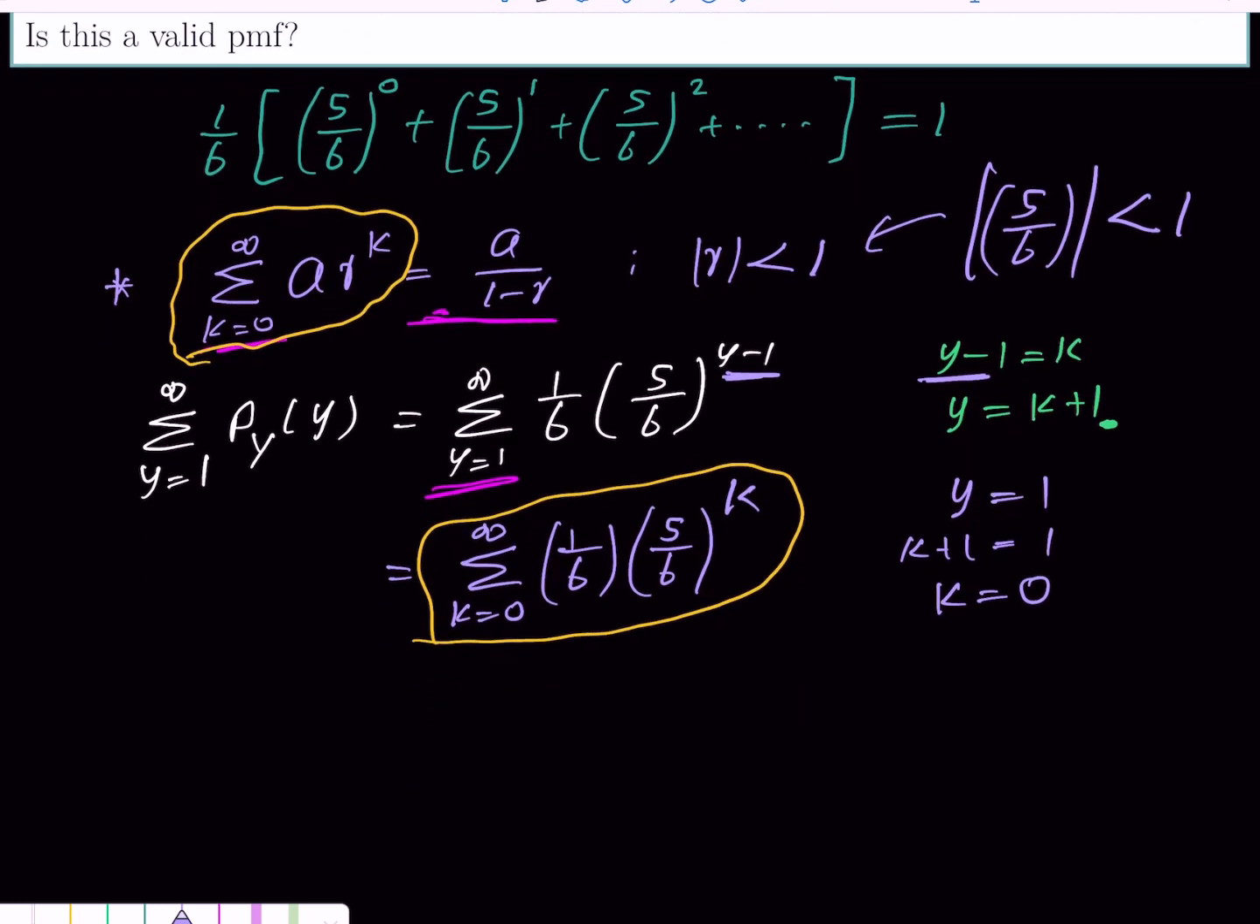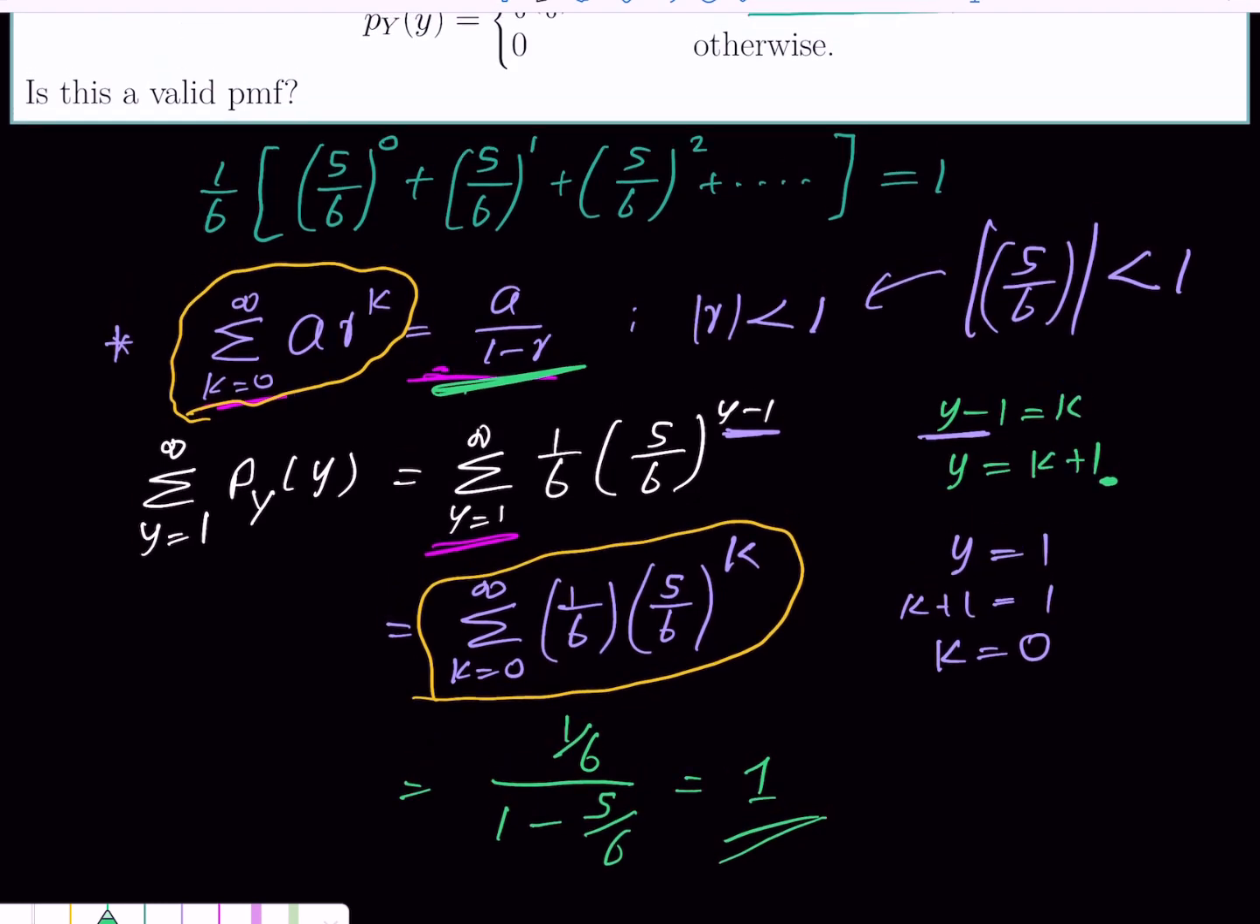So we can apply this now. Instead of this we can say a equals 1 over 6, then 1 minus r equals 5 over 6 minus... that is, 1 minus 5 over 6 equals 1 over 6. When you simplify, you will get 1. So yes, we have 1, therefore this is a valid PMF.